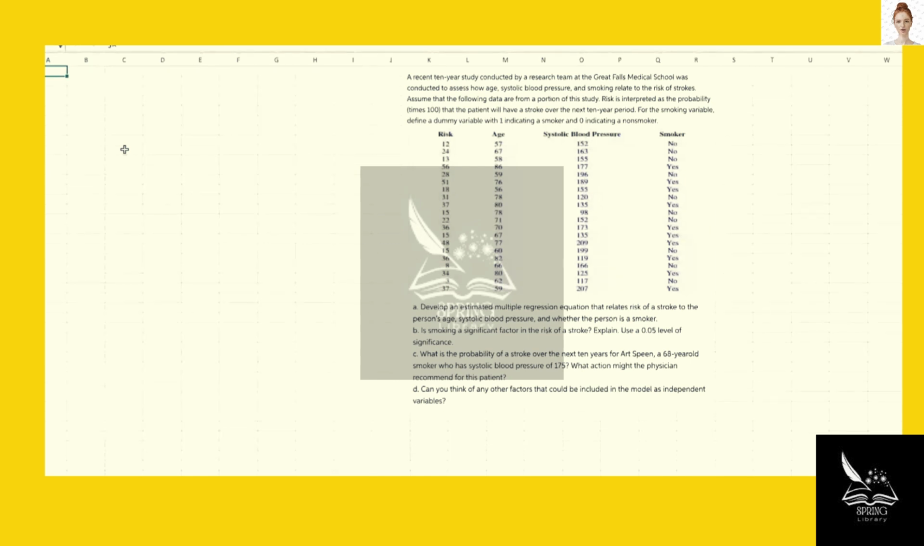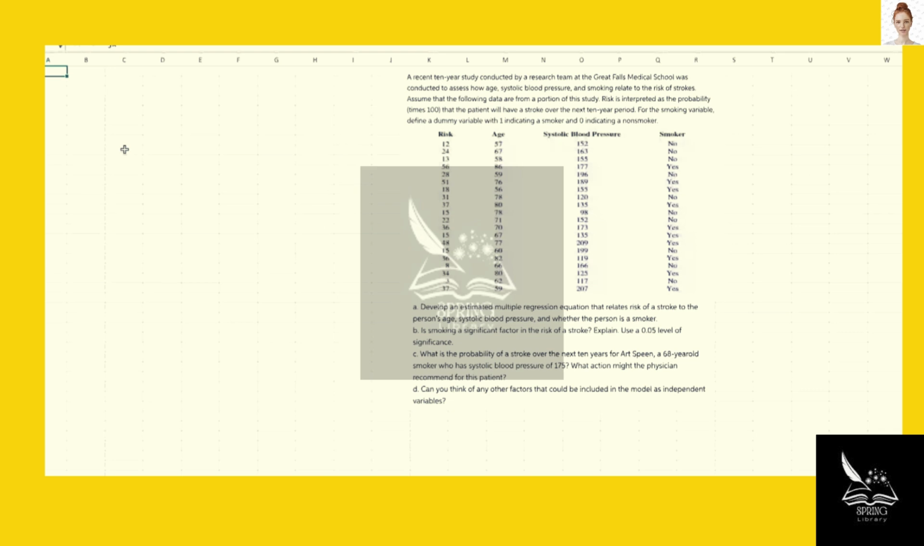Okay, so I see that you need help with this problem, and it says a recent 10-year study conducted by a research team at the Great Falls Medical School was conducted to assess how age, systolic blood pressure, and smoking relate to the risk of strokes. Assume that the following data are from a portion of this study. Risk is interpreted as the probability times 100 to the patient will have a stroke over the next 10-year period. For the smoking variable, define a dummy variable with 1 indicating a smoker and 0 indicating a non-smoker.